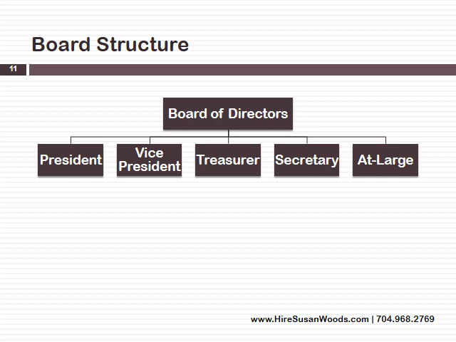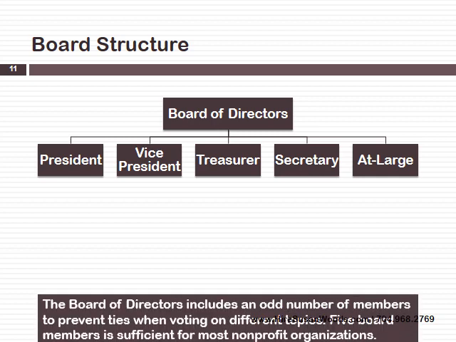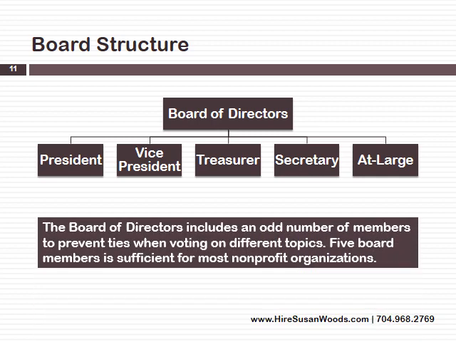You always want to have an odd number of board members so that if there is something on the table which you need to vote on, you want to be able to break the tie if needed. The board of directors includes an odd number of members to prevent ties when voting on different topics, as I just said. 5 board members is sufficient for most nonprofit organizations. Now, there are some states that have a requirement for a certain number of people to serve on a board, and there are some states that do not. You will have to determine how many board members you're required to have, if there is a requirement at all, based on the state in which you plan to operate your nonprofit organization.